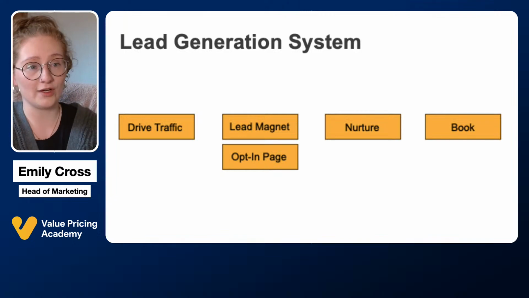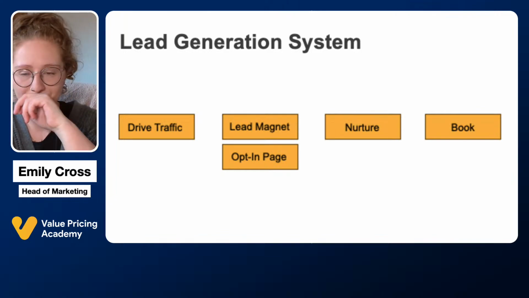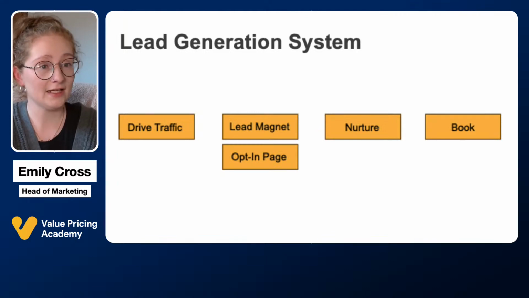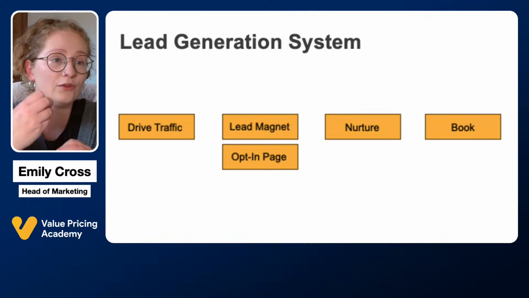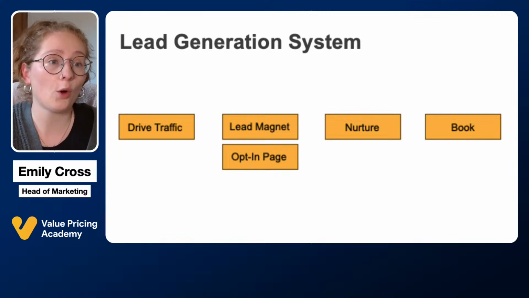The next step is to have a lead magnet, which is a valuable piece of content that you give away for free in exchange for somebody's name and email address or contact details. So it's still a transaction, but it's free. The value of that lead magnet needs to be enough that they will give you their email address. And this normally sits on what we call an opt-in page.